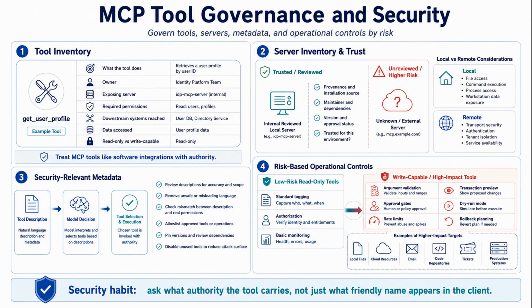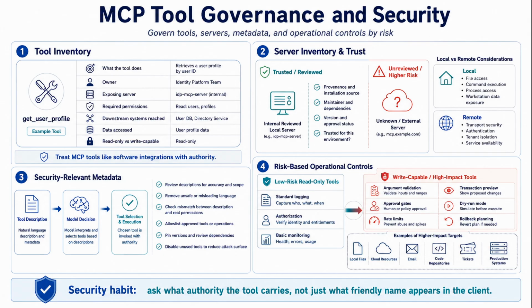Tool descriptions are security-relevant metadata. They may guide the model's decision about when and how to call a tool. Descriptions should be reviewed for accuracy, scope, unsafe language, hidden assumptions, and mismatch between advertised behavior and actual permissions. Allow listing can limit which tools or operations are available in a given context. Version pinning and dependency review can reduce supply chain drift. Disabling unused tools reduces the attack surface.